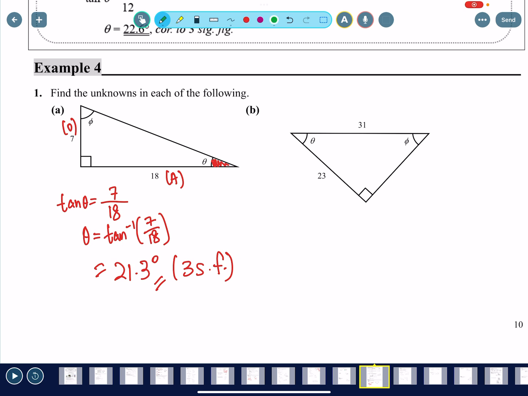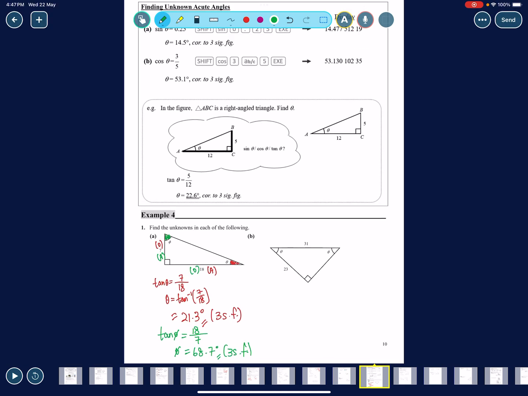Now you have to find unknowns, more than one. So for phi, this is called phi. For phi over here, 18 is the opposite side. So I'm gonna write it in green, opposite side, and this one becomes adjacent side for phi, right? So we're still using tangent phi, but the opposite side is 18. So 18 is on the top of the fraction now, and this is 7. So phi is equal to a different number. It's not 21.3. Tangent inverse of 18 over 7 is 68.7 degrees to 3SF. Okay, so pretty much that's how we do it.